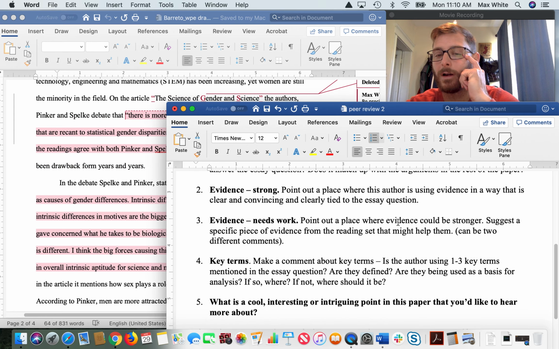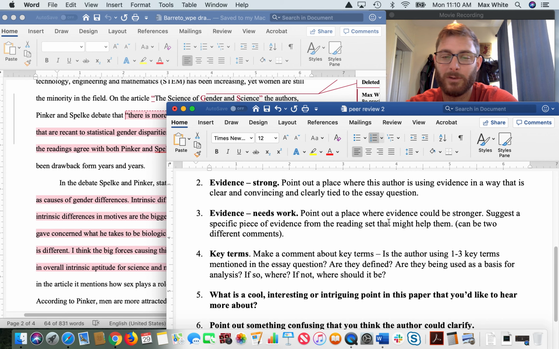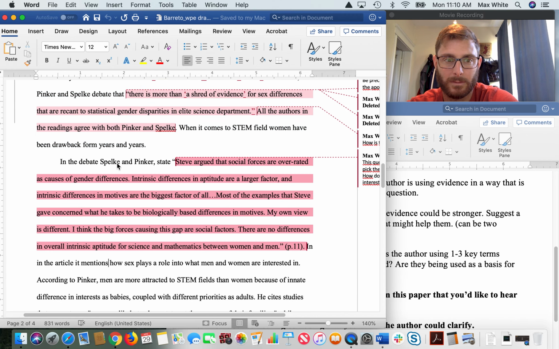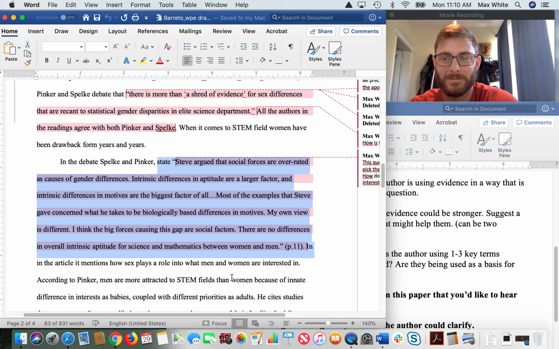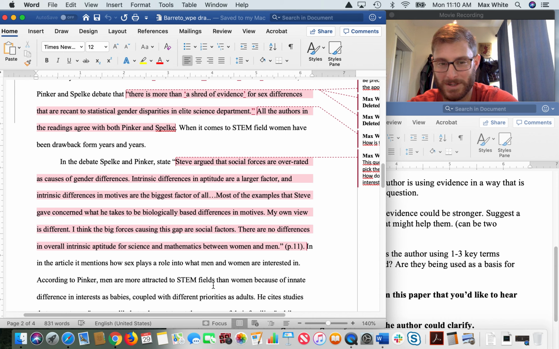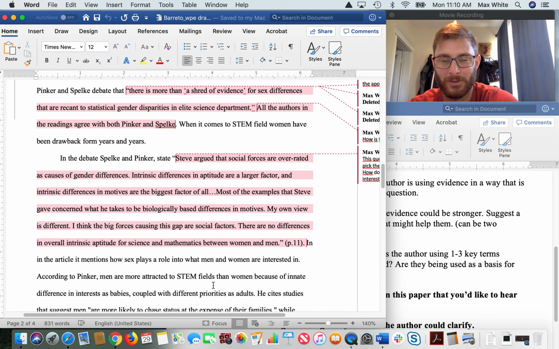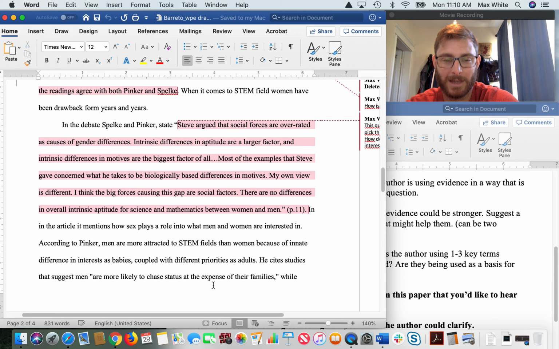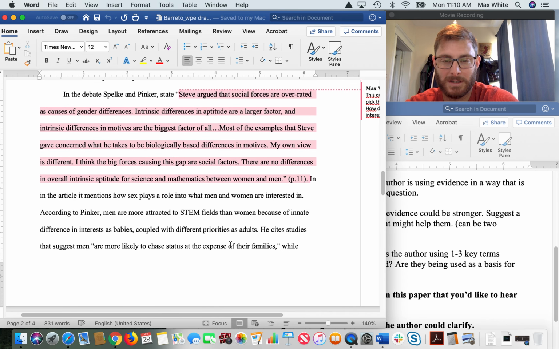All right, evidence strong. Point out a place where this author is using evidence in a way that is clear and convincing and clearly tied to the essay question. So let's look for evidence. Okay. In the debate, Spelke and Pinker state, and then we get the essay question restated essentially. So, is it evidence? No, because this is what's from the question. This isn't anything new. This is just the question showing up again. And is it used well? Let's see.